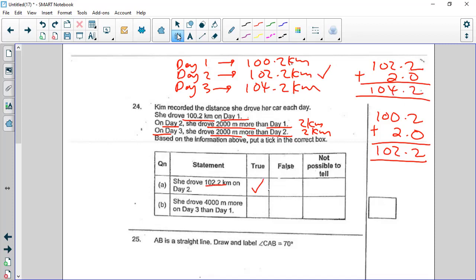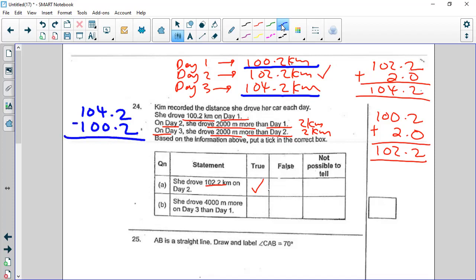And part B, she drove 4,000 meter more on day 3 than day 1. So what should you do? You should take this and minus, and see whether you get 4,000 meters more. All right, so let's minus 100.2. You take 104.2 minus 100.2, and you will get 4.0, which is 4 kilometers more, right? So part B also true, because 4.0 is the same as 4 kilometers more. Okay, so both answers are true.